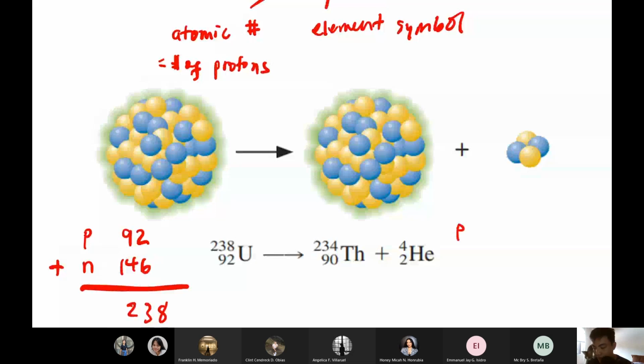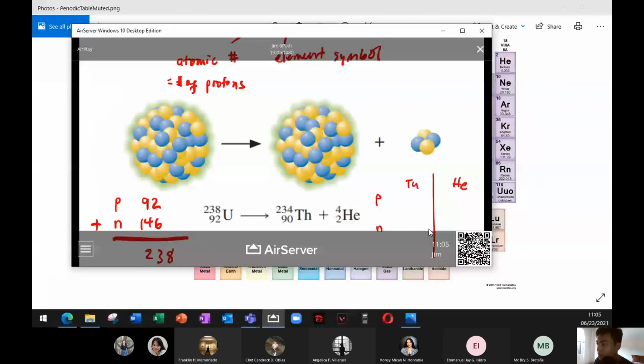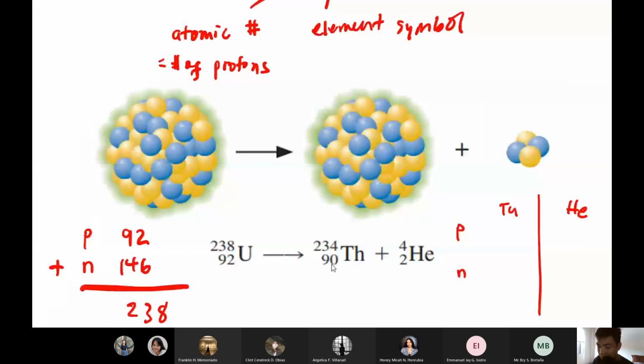Dalawa yung nasa right side, so dalawang column gagawin ko. So on the right side, we have thorium and helium. Okay, so again, yung numbers sa baba, ito yung proton. So 90 thorium, 2 helium. Okay. And then neutron, paano gagawin? This minus that, no? Taas minus baba. Okay. So that's mass minus proton equals neutron.